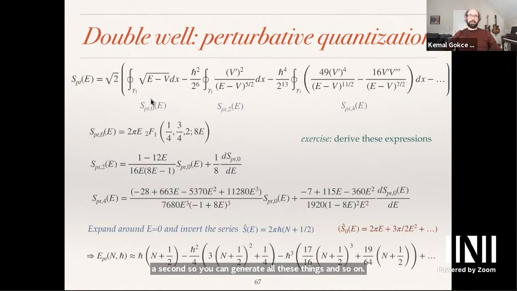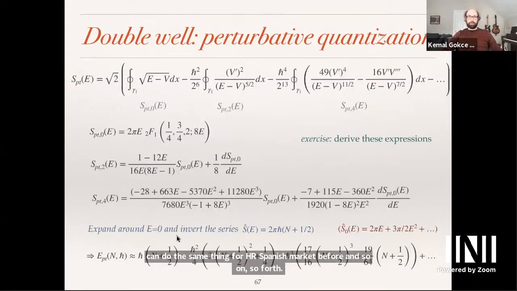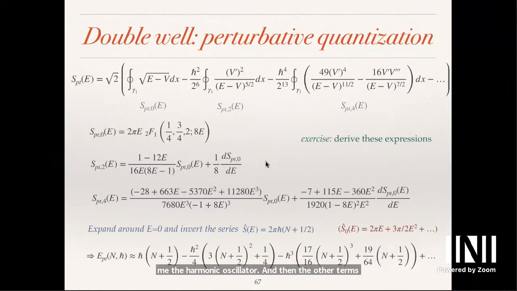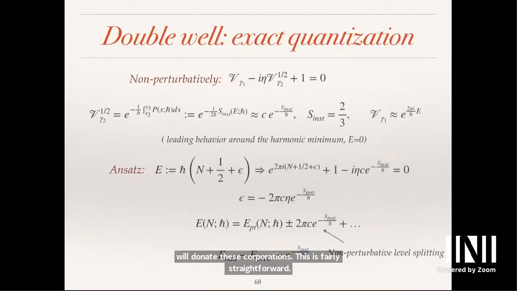So I can expand around E equals 0 and just invert the series. For example, if I expand this term, it's 2 pi E plus E squared and so on, and I can do the same thing for h bar squared, h bar to the 4, and so on. You see, for instance, just taking this term will give me the harmonic oscillator, and then the other terms will generate these coefficients and so on. This is fairly straightforward.